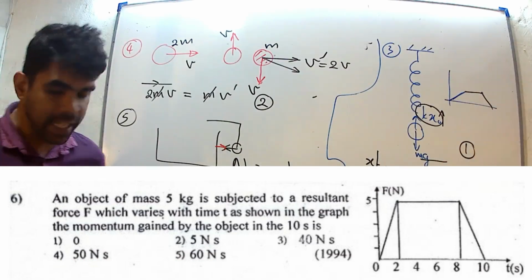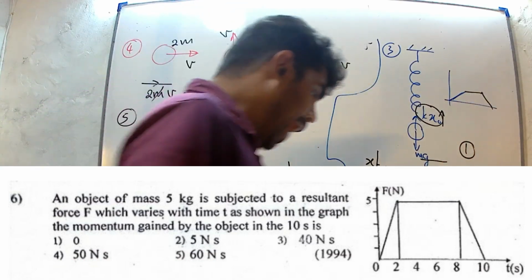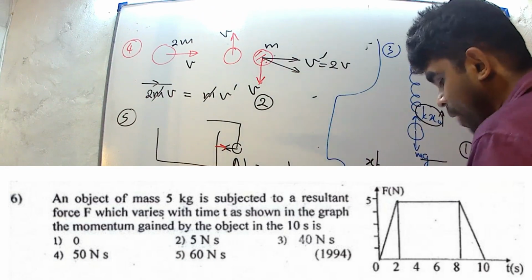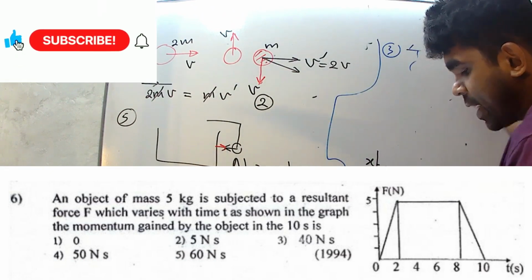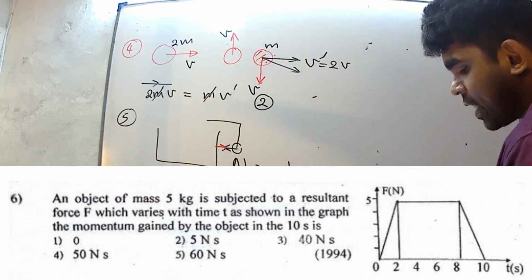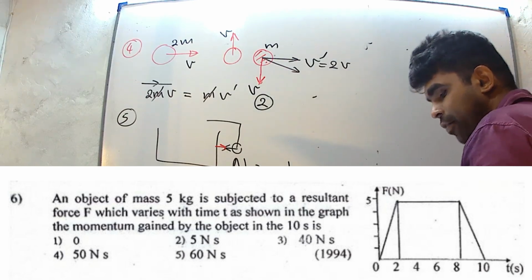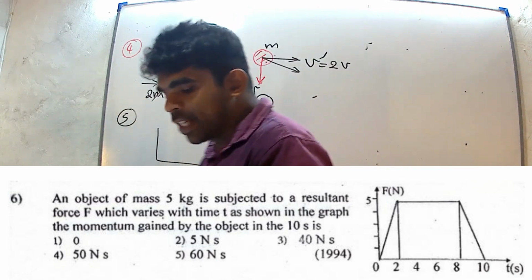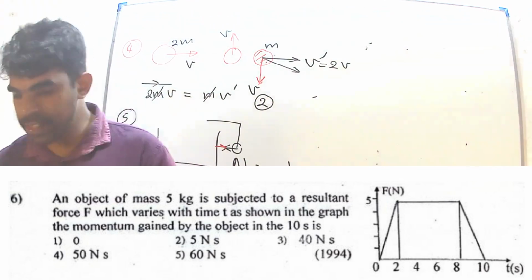Then question number 6. An object of mass 5 kg is subjected to a resultant force F, which varies with time t as shown in the graph. The momentum gained by the object in 10 seconds is.